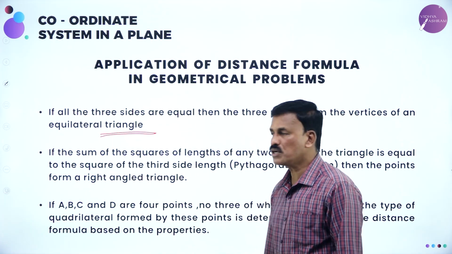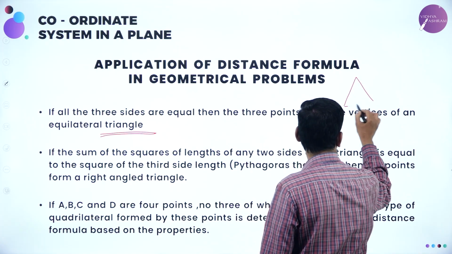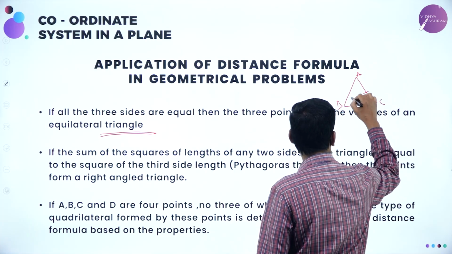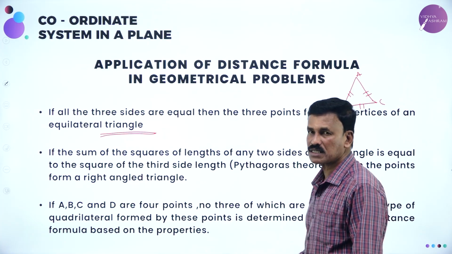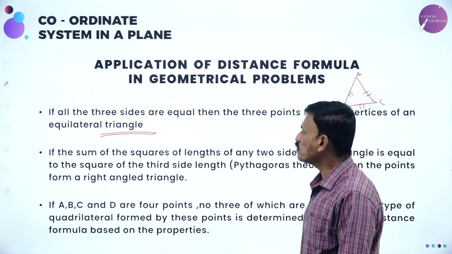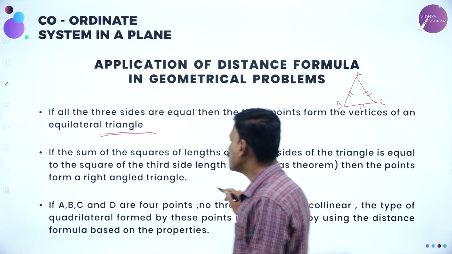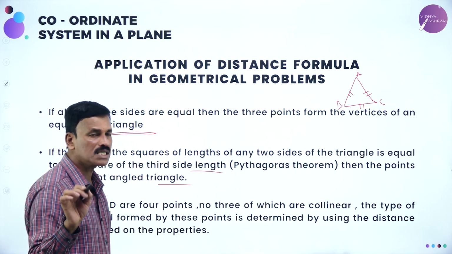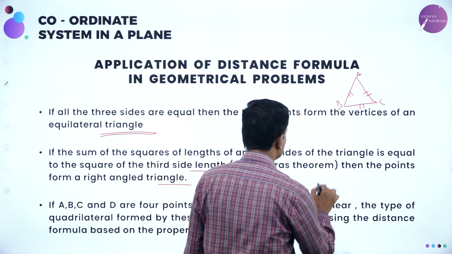If all the sides are equal, that is, if A, B and C, this is triangle ABC, and AB is equal to BC is equal to AC, then ABC is an equilateral triangle. Suppose the sum of the squares of the lengths of any two sides of a triangle is equal to the square of the other side, that is, if the Pythagoras theorem is verified, then the points form the vertices of a right triangle.